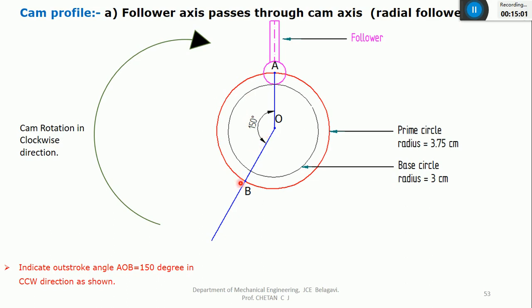And one more thing is, just ignore this base circle. Don't worry about this base circle. Only concentrate on this prime circle, which is highlighted with a red color. And I'll indicate the alphabet B on this prime circle only, not on this base circle. That is the only difference with respect to the knife edge follower and this roller type of follower.